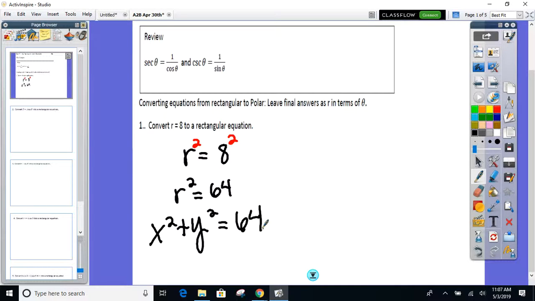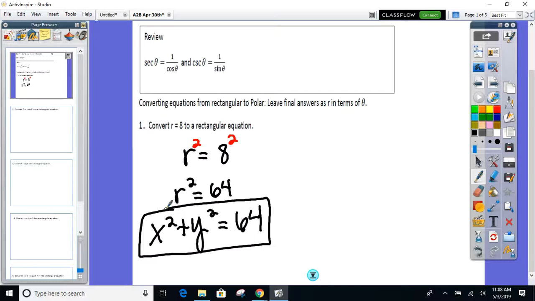Are there just x's and y's in there now? Then it's rectangular. Rectangular has x's and y's in it. Polar has r. So this is going to be tough today. This was already pretty tough. Here's the deal, guys. Here's what your deal is today.